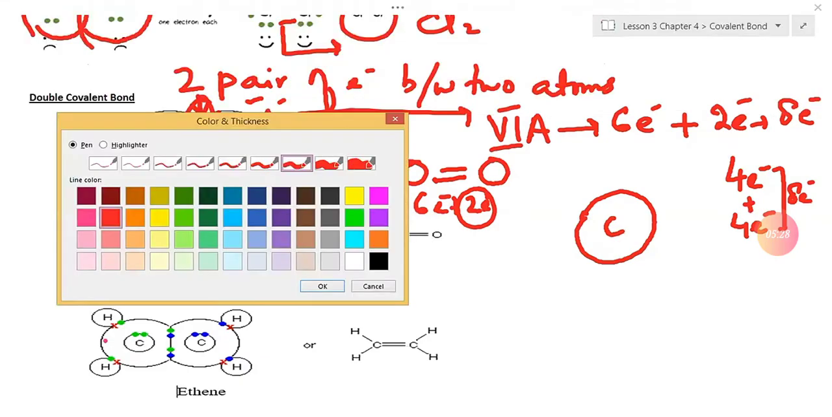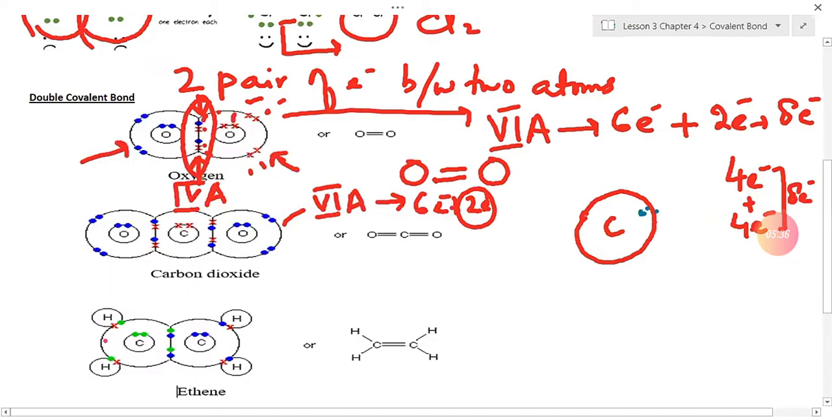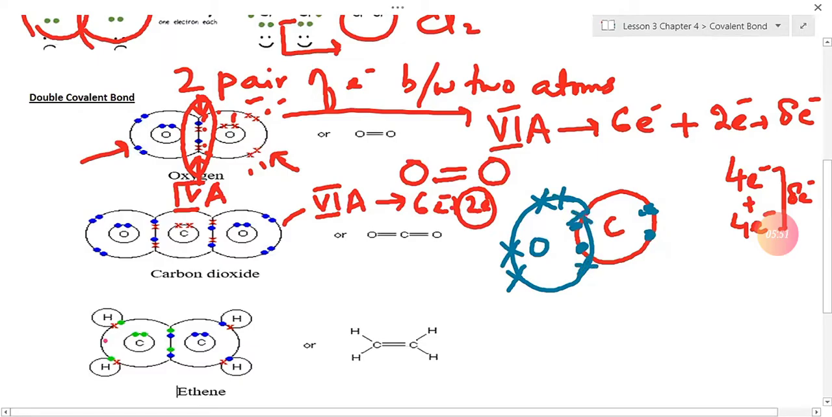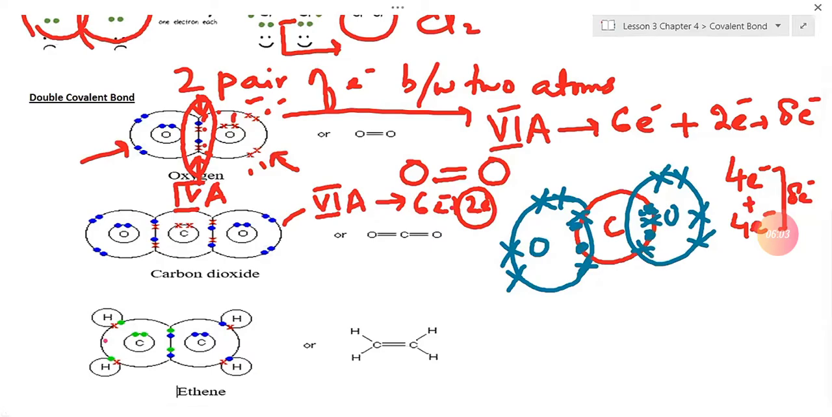So to draw the structure of carbon dioxide, let's draw the electrons of carbon first. 4 electrons of carbon orient themselves in such a way on the sides, and on each side oxygen will be there, and 6 electrons, 1 2 3 4 5 and 6 will be drawn. 5 and 6 will be shared with 1 and 2 of carbon. Similarly for the other oxygen, 5 and 6 will be shared with the 3rd and 4th electrons of carbon.